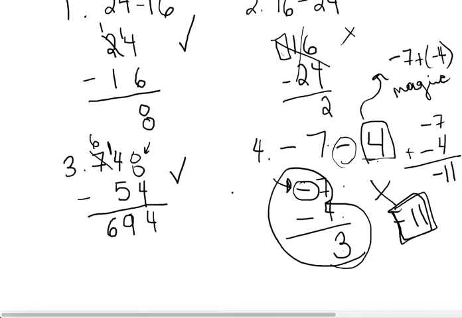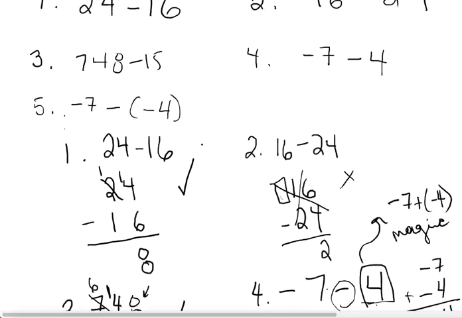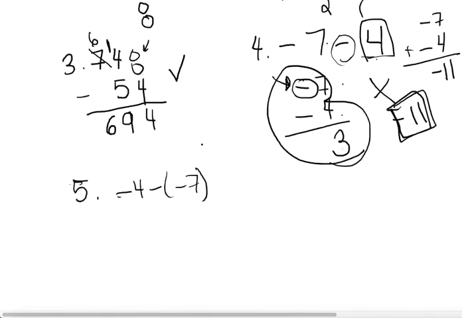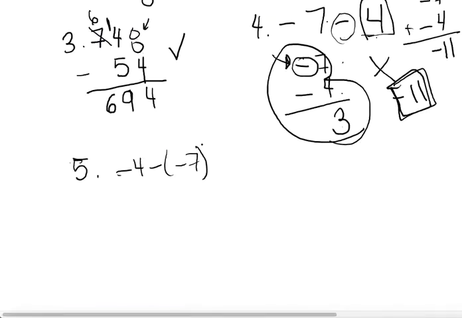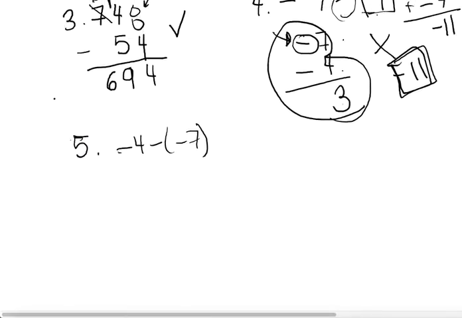Okay, let's do number 5. Pardon my cough there. So number 5. So we determined so far we've got 2 that work and 2 that do not. And our last question was negative 7 take away negative 4. I want to make sure we're consistent with which ones we're using.